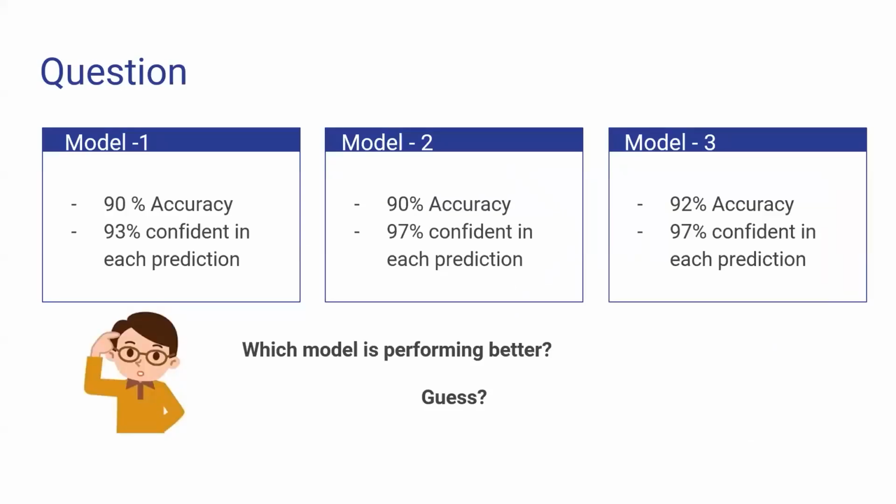So my first question to everyone: you have a model 1, a model 2, and a model 3. Model 1 has an accuracy of 90%, and the model is 93% confident for each prediction. There are also model 2 and model 3. By looking at these three models, can you tell me which one is performing better? Any guess?